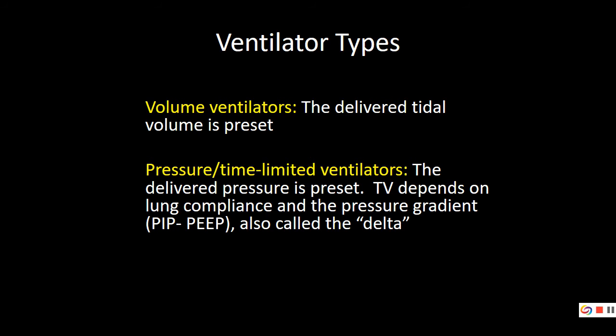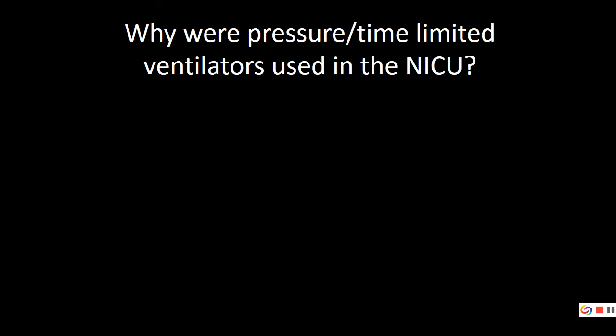So the pressure gradient is basically the difference between your PIP and your PEEP, or what some people would call the delta. So when some people talk about a ventilator, they'll say the delta. If your PEEP is 10, let's say, and your PIP is 20, so 20 over 10, your delta would be 10. Or if your PIP was 20 and your PEEP was 5, your delta would be 15. So some people will say the delta, so just be aware if you hear that term.